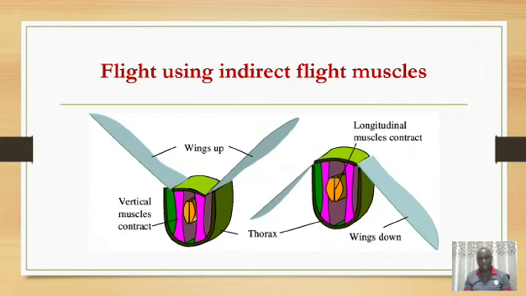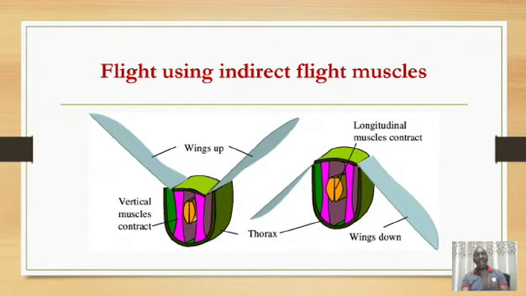When we look at these images, we can see the vertical muscles, also called the elevator muscles, in pink. We can see the depressor muscles, also called longitudinal muscles, in yellow. We can see the wings in blue. One image shows the wings up, another image wings down. Remember, this is now indirect flight muscles, whereby the muscles bring about movement of the tagum, which in turn moves the wings either up or down. That is flight using indirect flight.